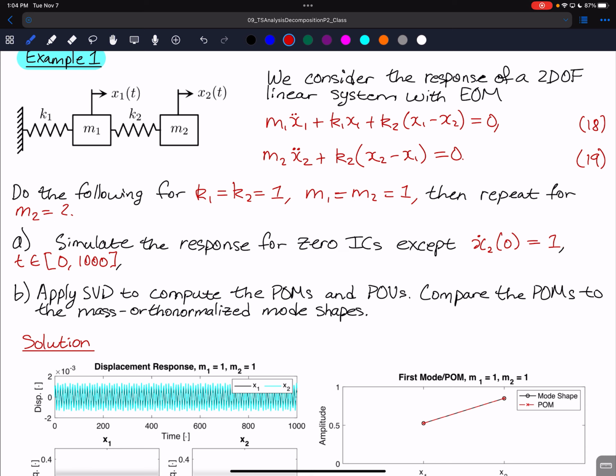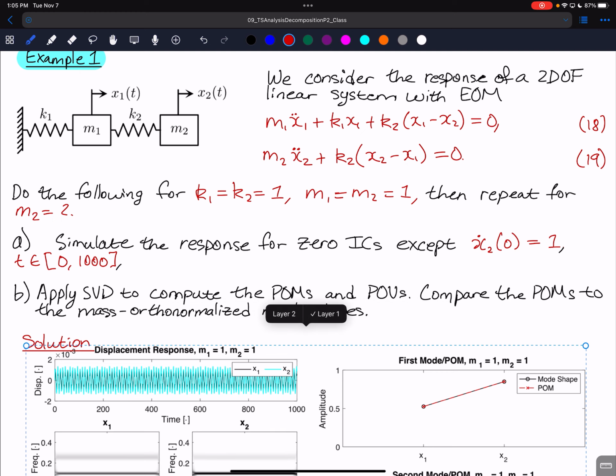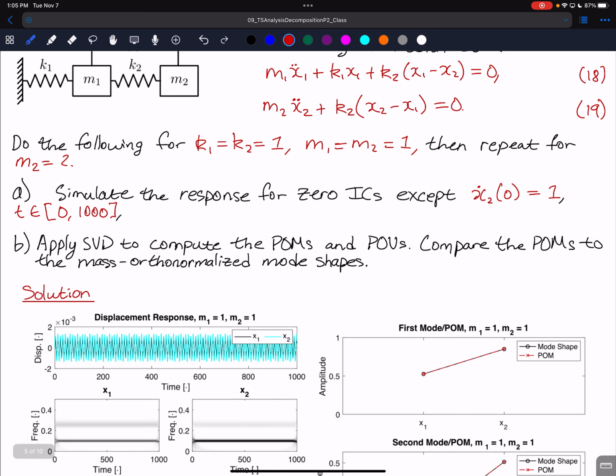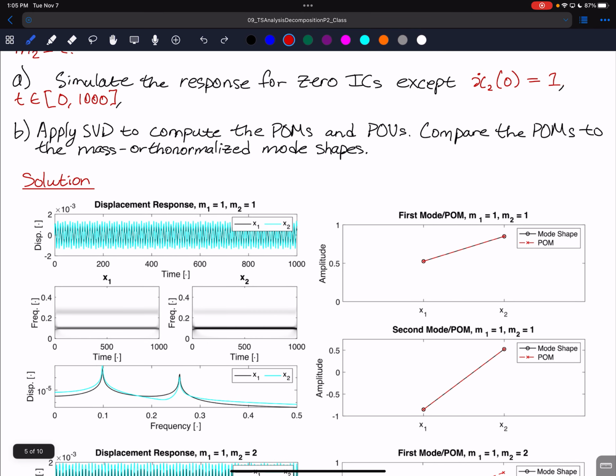After we simulate it, we're going to apply the SVD to the two displacements. We're going to compute the resulting palms, and we'll compare those with the mass orthonormalized mode shapes. All right, so here's a response where both masses are equal.